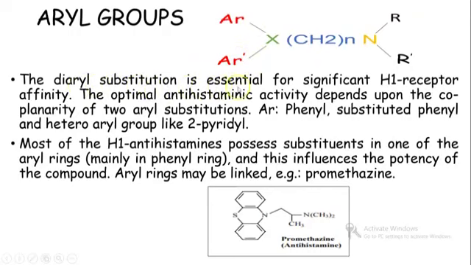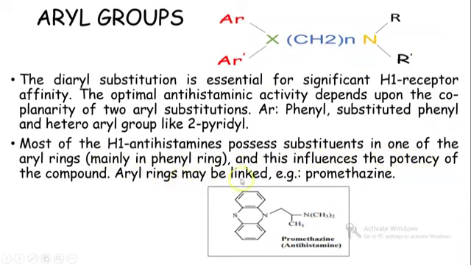The diaryl substitution is essential for significant H1 receptor affinity. The optimal antihistaminic activity depends upon the coplanarity of the two aryl substitutions. Most of the H1 antihistamines possess substituents in one of the aryl rings, mainly in the phenyl ring, and this influences the potency of the compound.